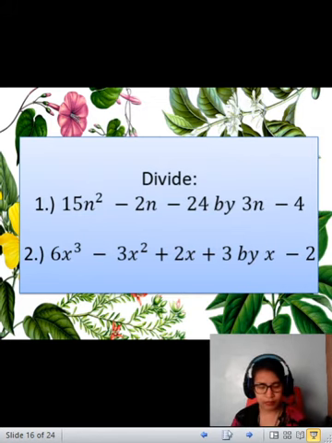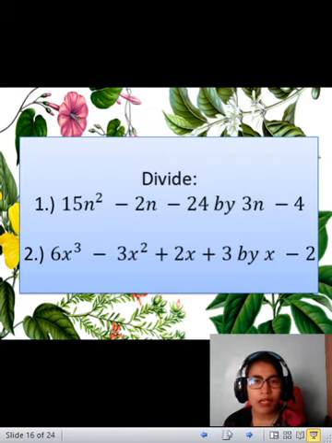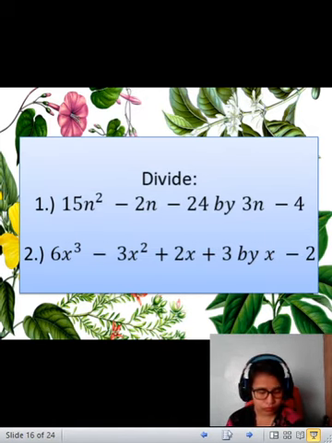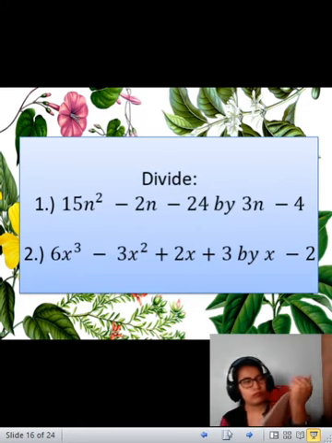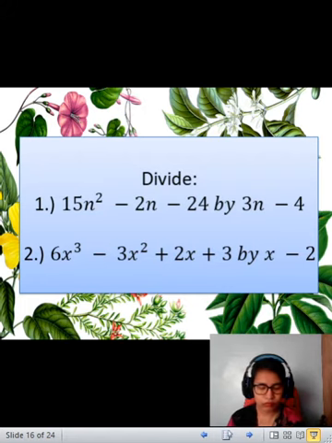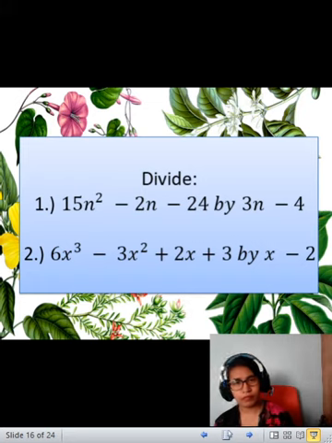And next one, we have 6x cubed minus 3x squared plus 2x plus 3 divided by x minus 2. Okay, again, we will write it this way. And then divide it first.